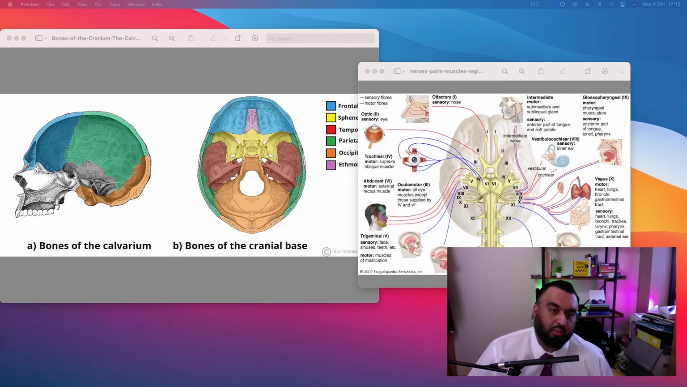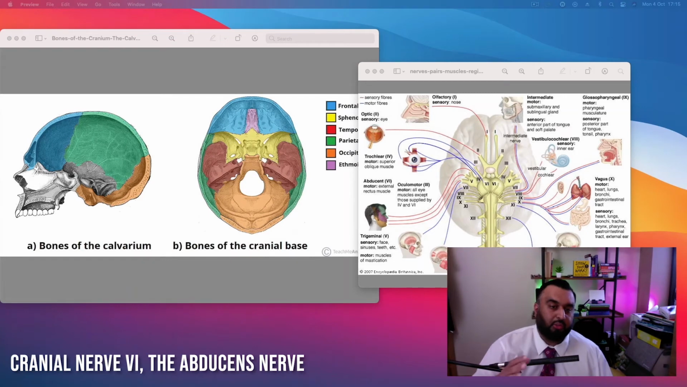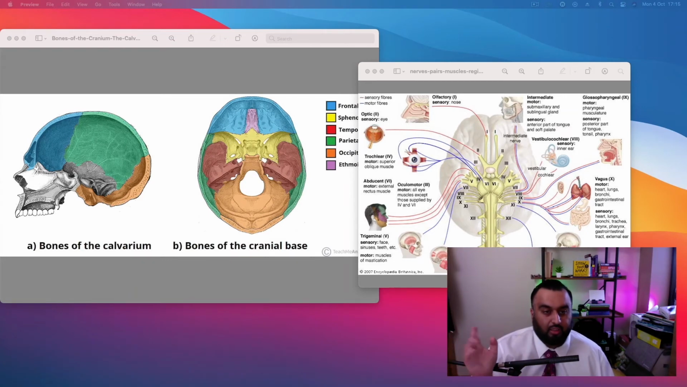The next one is the abducens nerve, and to abduce means to move away from the midline. And cranial nerve number 6 innervates the muscles that are involved with this movement. So the abducens nerve innervates the lateral rectus muscle, and again, this passes through the superior orbital fissure.